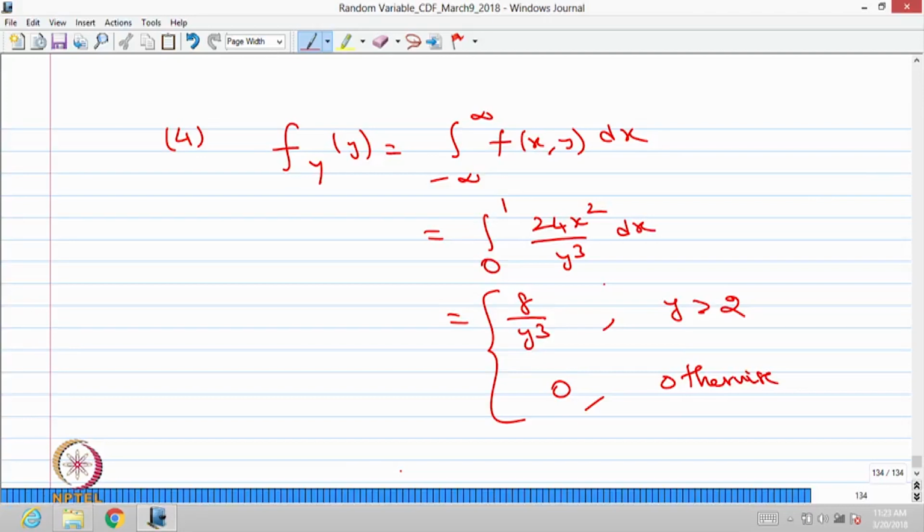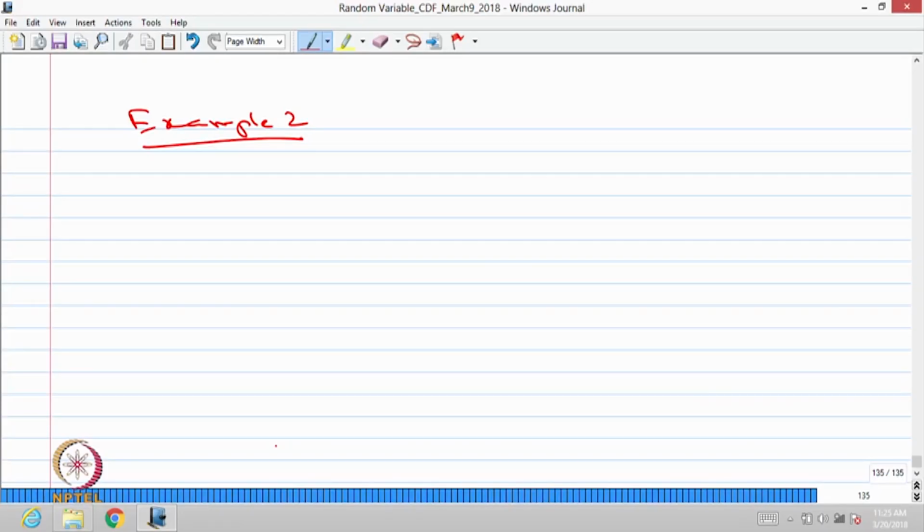Otherwise, the probability density function is 0 from minus infinity to 2. From 2 to infinity, the value is 8 divided by y cube. We will go for the second problem, example 2.